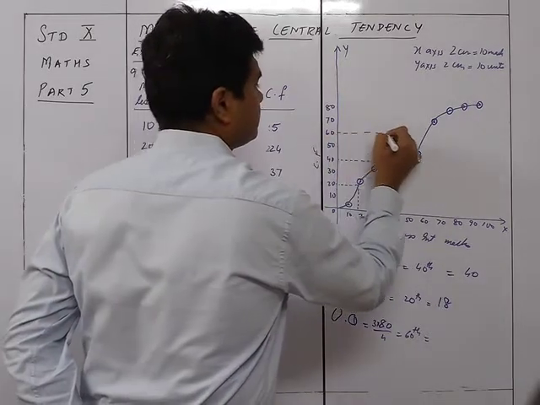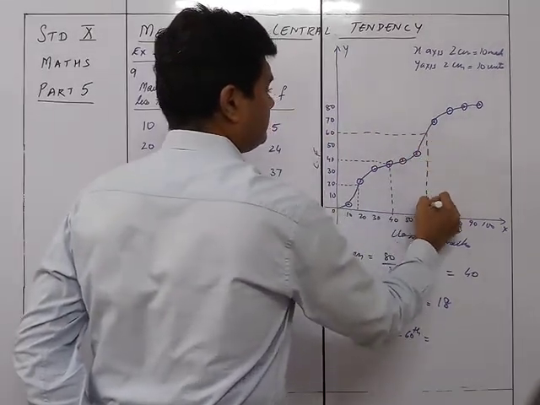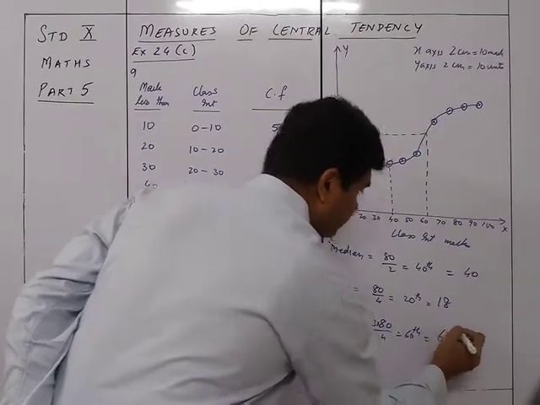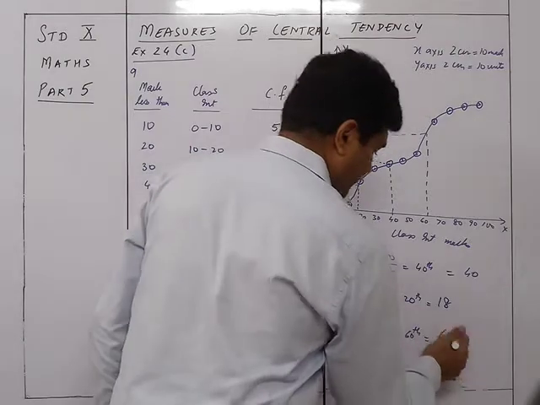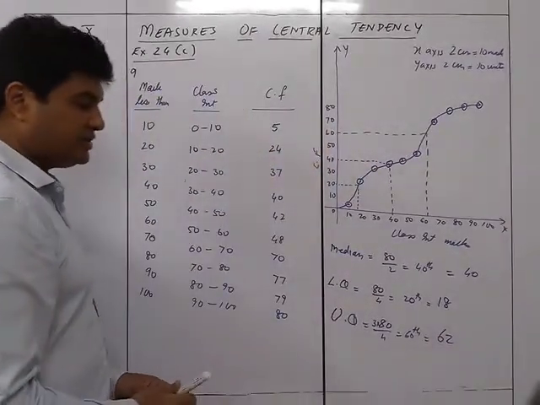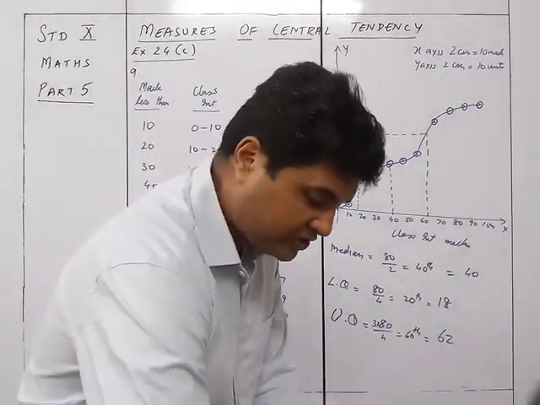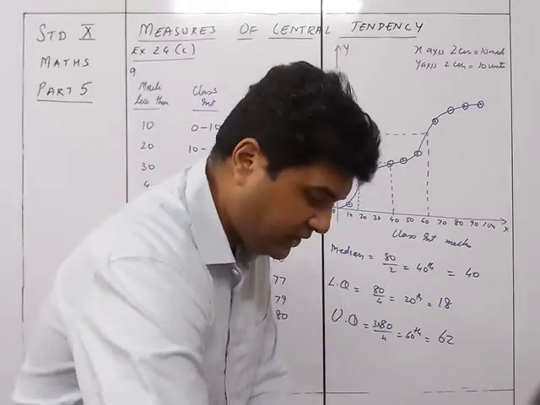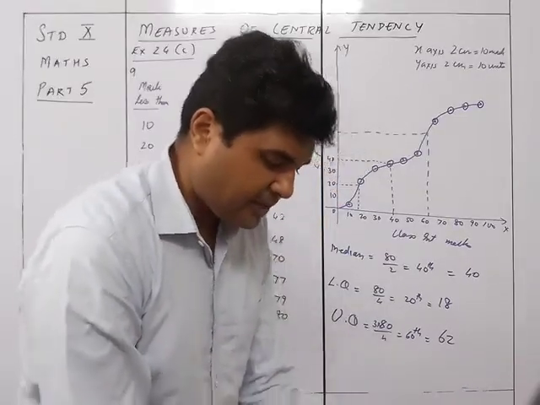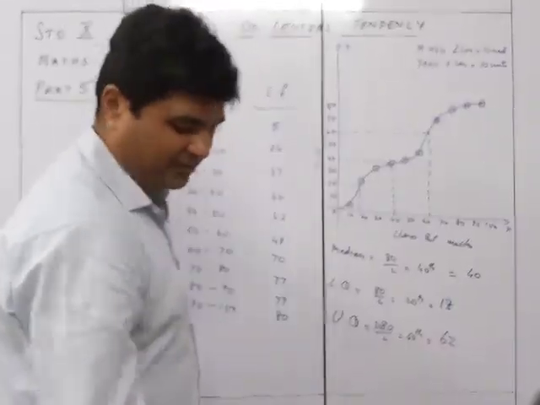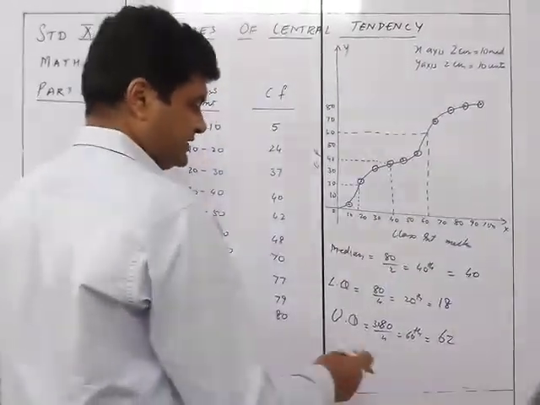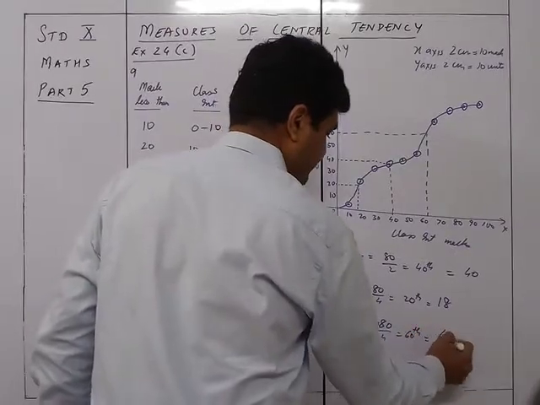The 60th term is around 65, or maybe 62, whatever it will be, 62. Okay, so this is the answer for question number 9 of 24C. You can cross check whether you are getting similar answers. 40, 18 and 66, yeah, fine. When you draw it properly, it will be 66.